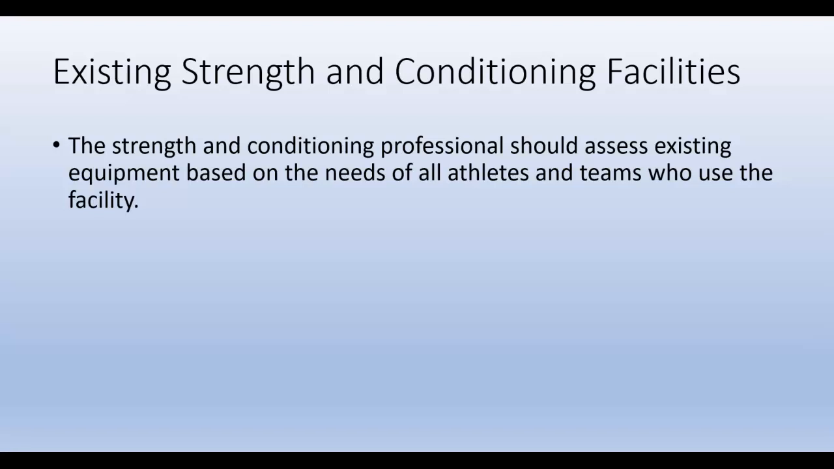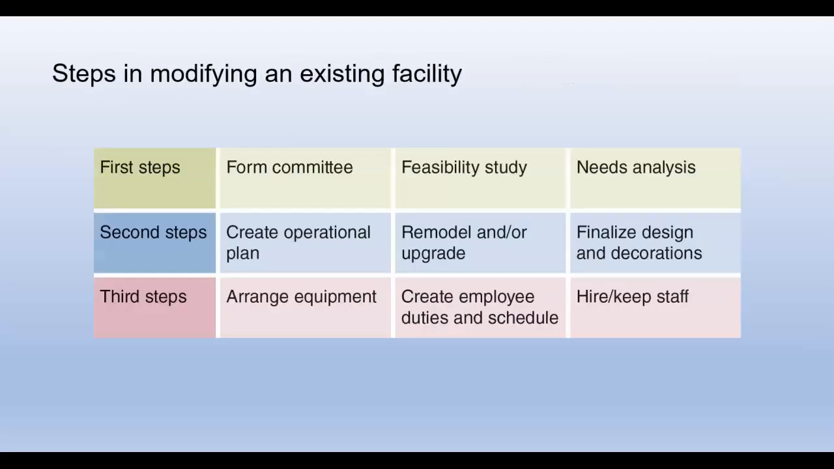Now, when we move to that, the strength and conditioning professional should assess existing equipment based on the needs of all athletes and teams who use the facility. So when I say assess the existing equipment, what equipment do you have? What equipment is still good? What equipment needs to be tossed, or donated, or sold? And what equipment do you need in addition to that, right? If you have really old, outdated, rusty equipment, toss it. Okay, scrap it. If you have some decent equipment, but probably not good for the facility that you want to open, you can always either sell that and get better stuff, or donate it, so to speak. So make sure you are assessing all of that.